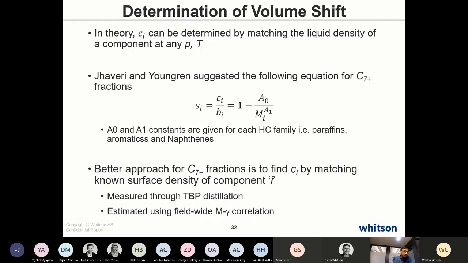And there is another correlation. This is a correlation in the monograph, which gives the value of S, the dimensionless volume shift, as a function of molecular weight, with two constants which depend on what kind of component it is.